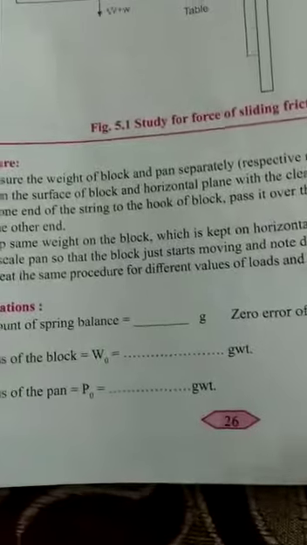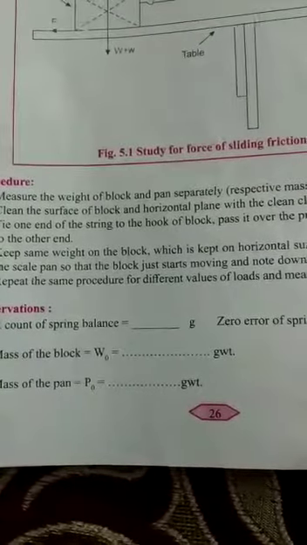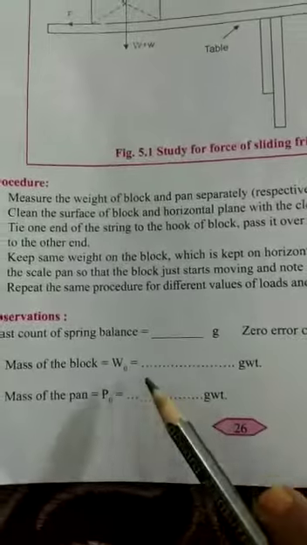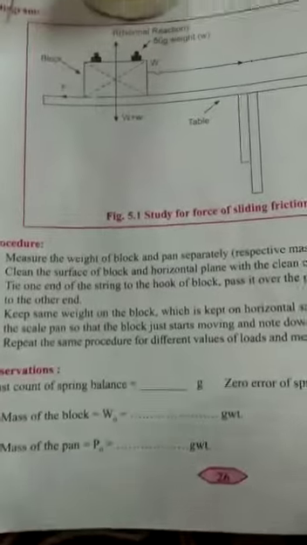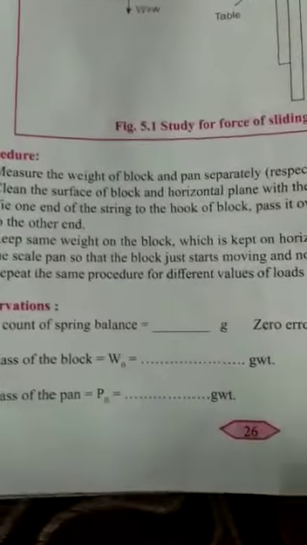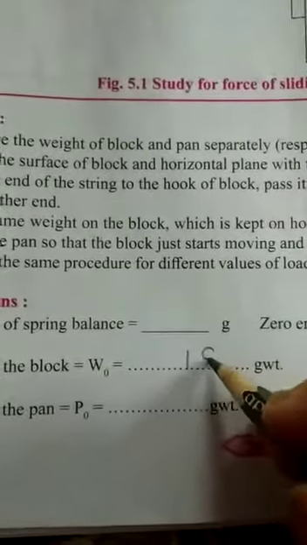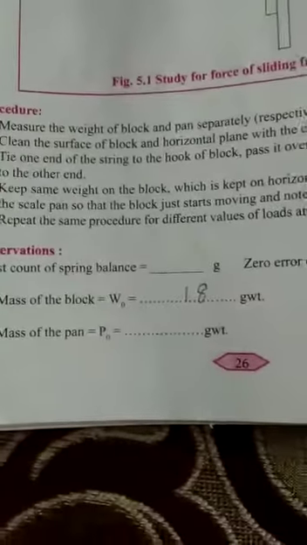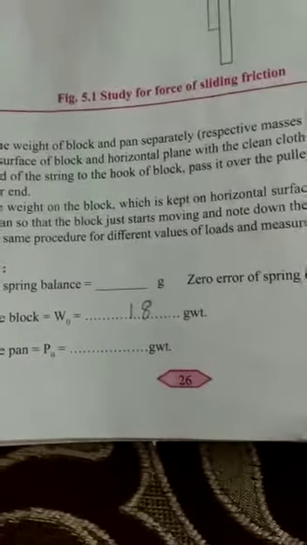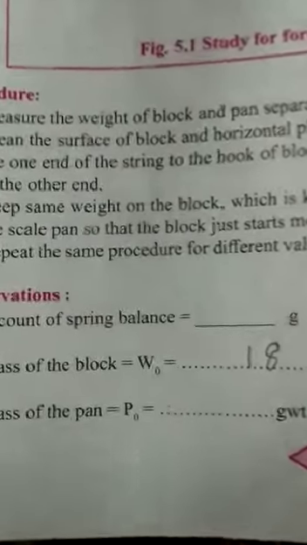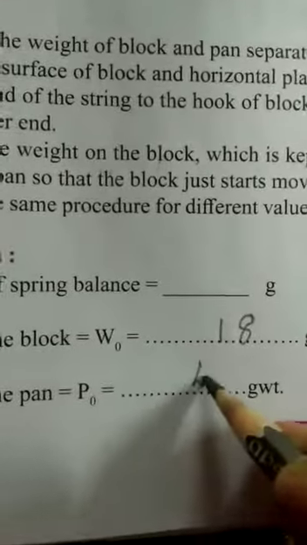Since we don't have a spring balance, we are going to use the law of moments to find out W1 and P0. So we use the law of moments to find the mass of this particular pan, and we have found the mass of this block to be 18 gram weight, and the mass of the pan as 4 gram weight.